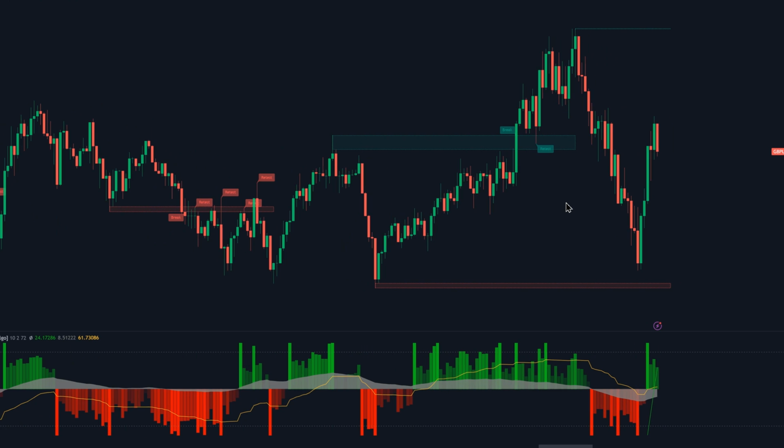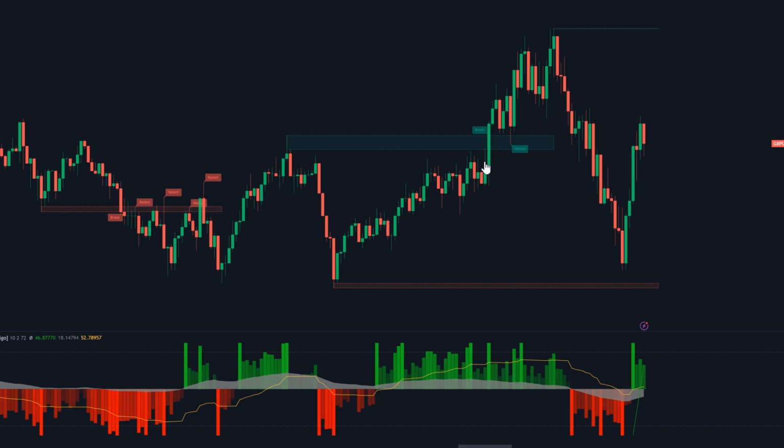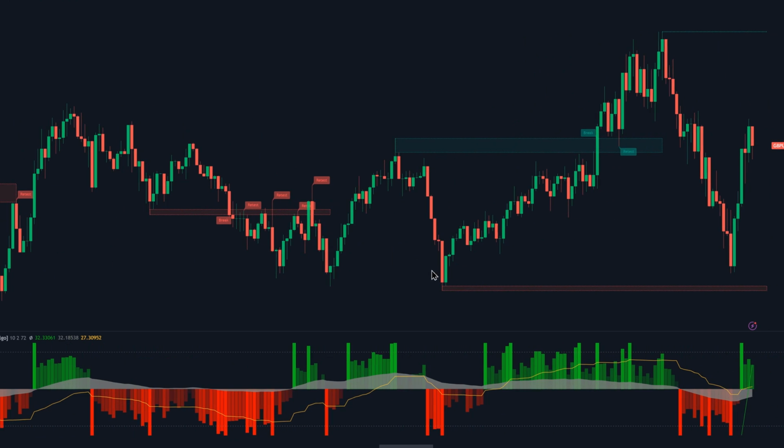The basic idea is to identify a break and a retest of a support or a resistance level, and then enter the trade on the retest of that level, provided the trend is strong enough to push the price in the direction of our trade. And of course, the trend is going to be identified by the SuperTrend Oscillator.